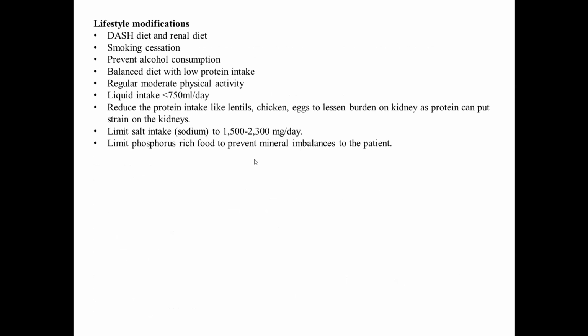Lifestyle modifications that should be advised are DASH diet and renal diet. DASH diet is the Mediterranean diet, and renal diet includes a bland diet with less oral fluids. And the patient should avoid smoking, avoid alcohol consumption, and should take a low protein diet. The liquid intake should be less than 750 ml per day. Ask the patient to reduce protein intake like chicken, eggs, etc., and also to limit the salt intake to 1500 to 2300 mg per day, and to limit phosphorus rich food to prevent mineral imbalances.